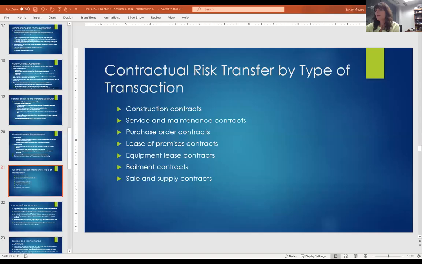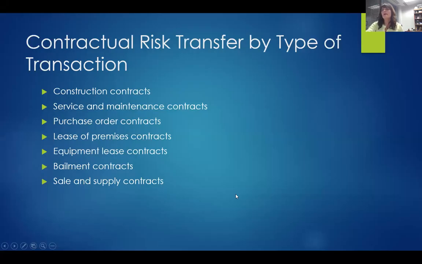Right now I'm going to flip over to go back to where we left off. We had just finished talking about named insured endorsements and additional insured endorsements. Now I wanted to talk a little bit more about contractual risk by type of transaction. As you're entering a risk transfer scenario, here are some examples of where you might use those risk transfer options in different parts of your business.